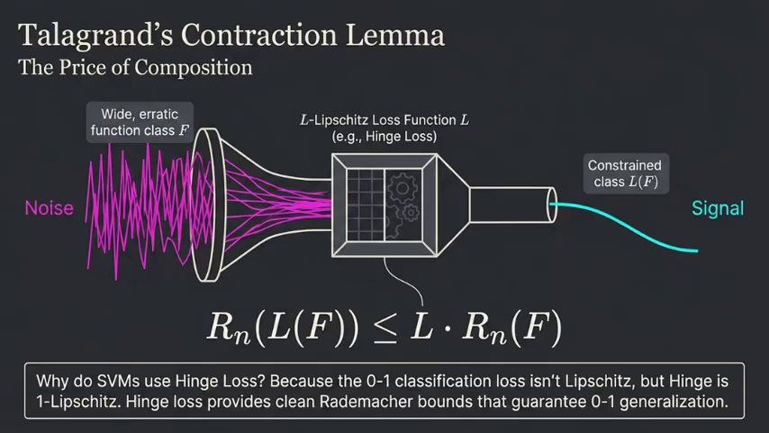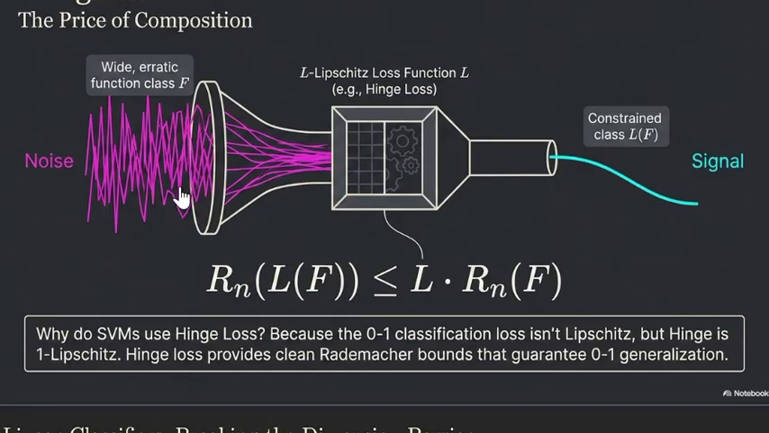Now here we see the contraction lemma. When we compose a function class with a Lipschitz loss, the Rademacher complexity is multiplied by the Lipschitz constant. This is why SVMs use the hinge loss. The 0-1 loss is not Lipschitz, but the hinge loss is 1-Lipschitz. The contraction lemma therefore gives a clean bound that still controls the true 0-1 error.